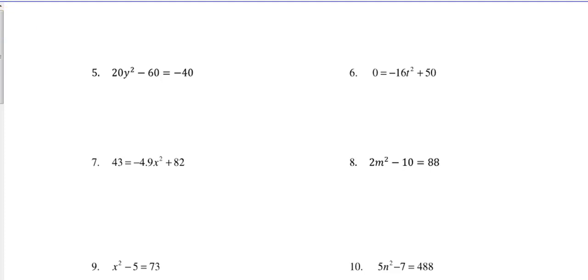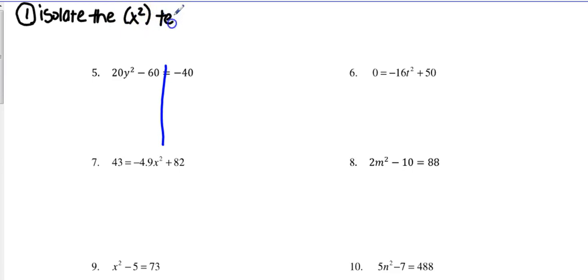Let's do one more. We're going to end tonight's flipped notes with number 5. So as always, line down the equal sign. Remember our steps. 1, isolate the squared term. I will generally represent that with x squared. So we're going to isolate the squared term. And 2, take the square root of both sides.